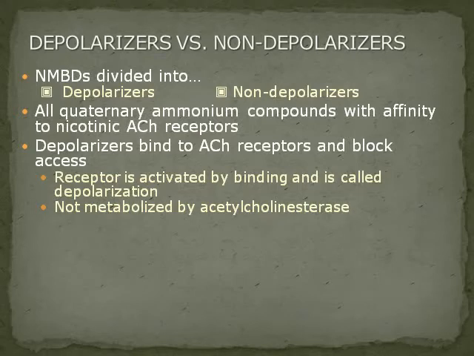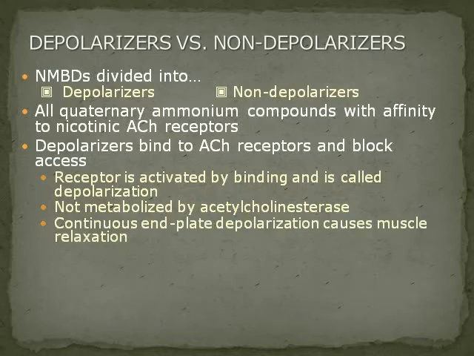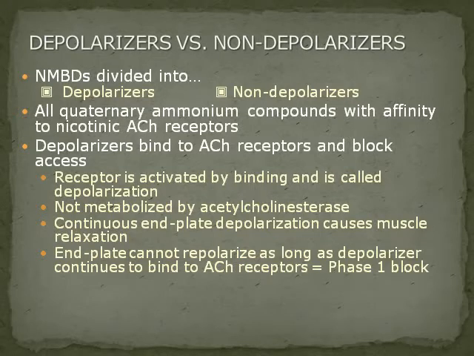Unlike acetylcholine, however, these drugs are not metabolized by acetylcholinesterase, and their concentration in the synaptic cleft does not fall rapidly, resulting in a prolonged depolarization of the muscle end plate. Continuous end plate depolarization causes muscle relaxation because opening of the lower gate in the perijunctional sodium channels is time limited. After the initial excitation and opening, these sodium channels close and cannot reopen until the end plate repolarizes. The end plate cannot repolarize as long as the depolarizing muscle relaxant continues to bind to the acetylcholine receptors. This is called a phase 1 block.